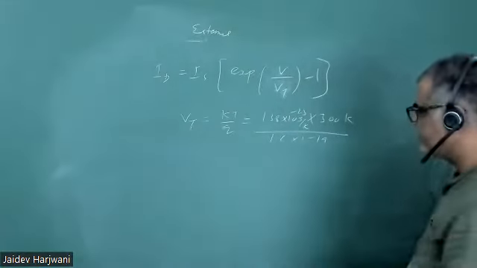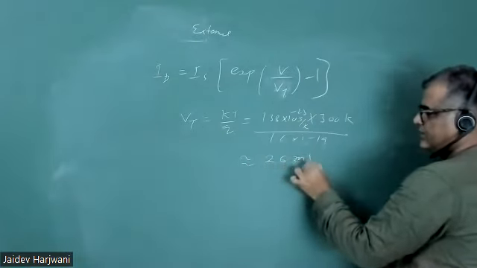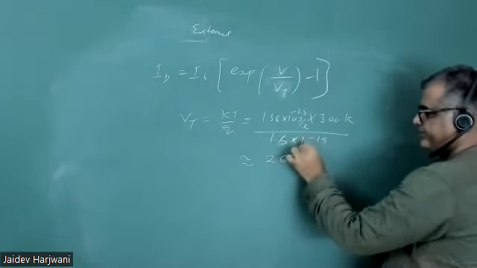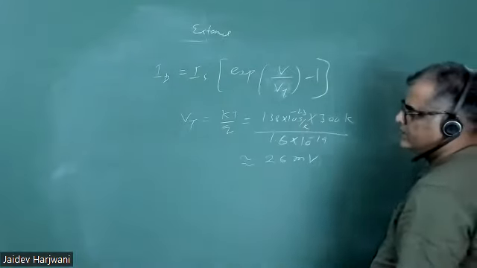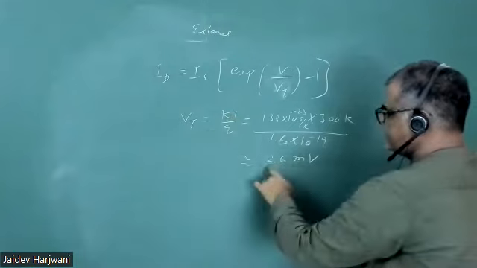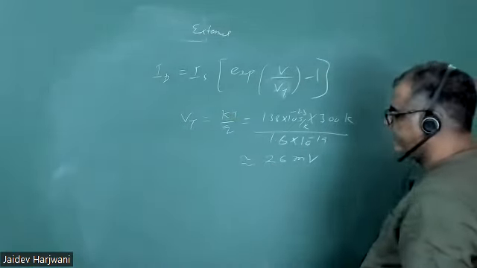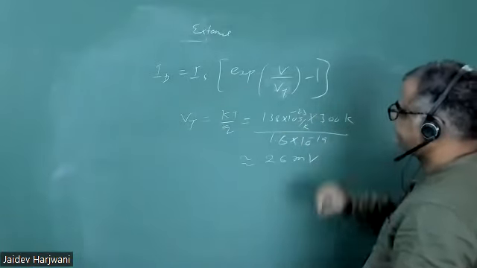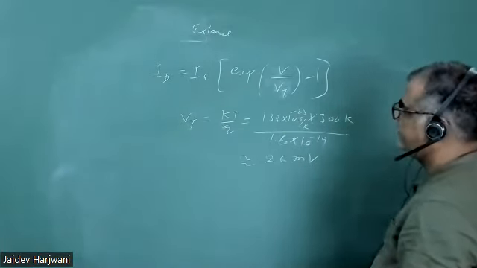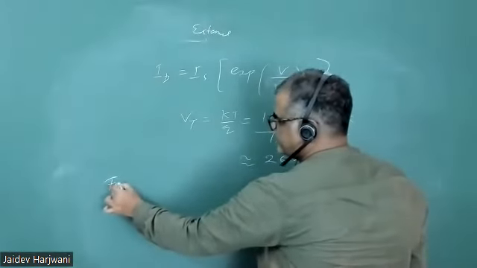Approximately 25, or you can say 26 millivolt. So KT is 26 milli electron volt, or say the voltage is 26 millivolt. Now this is the thermal voltage. Now what happens if you apply forward bias?